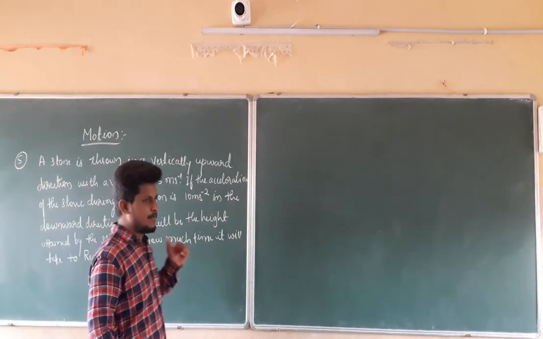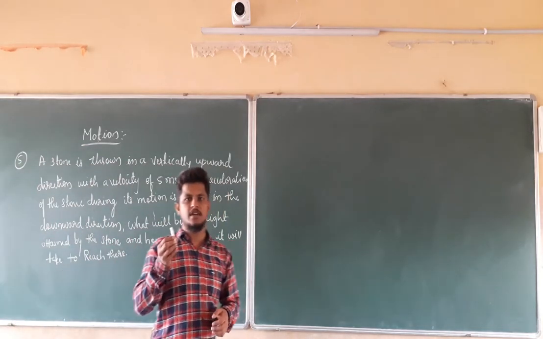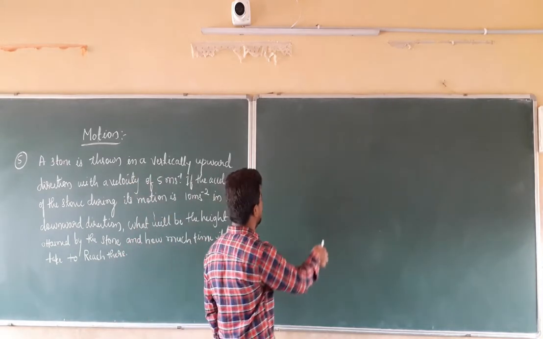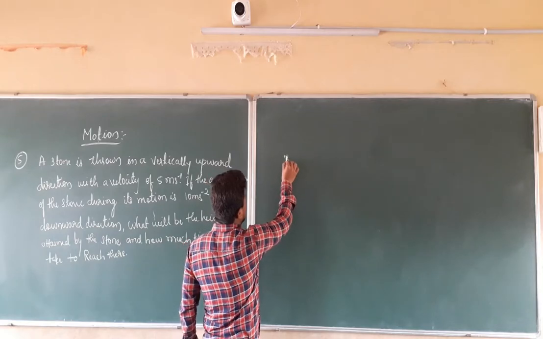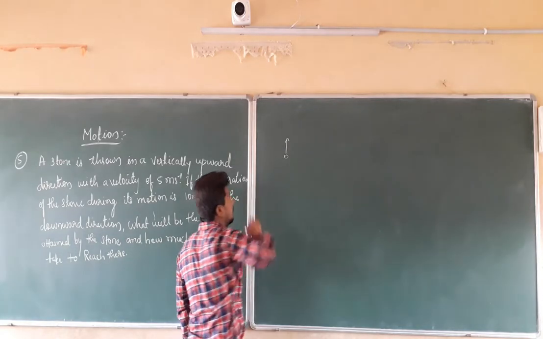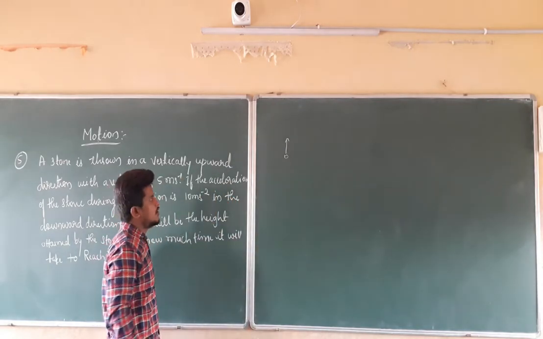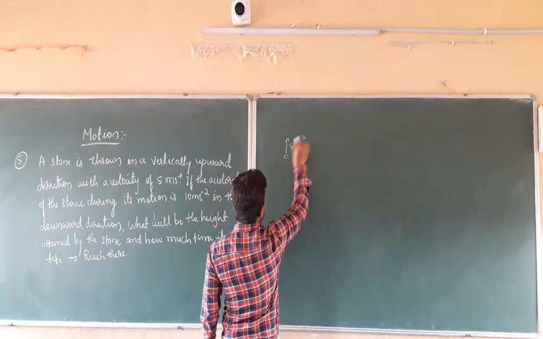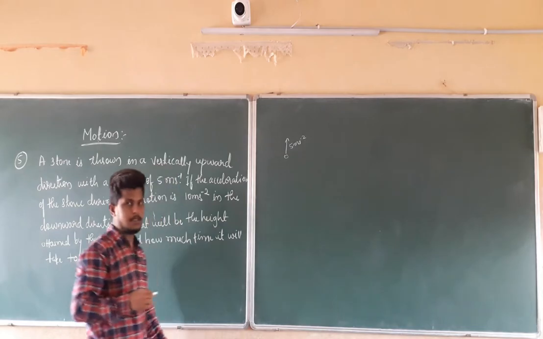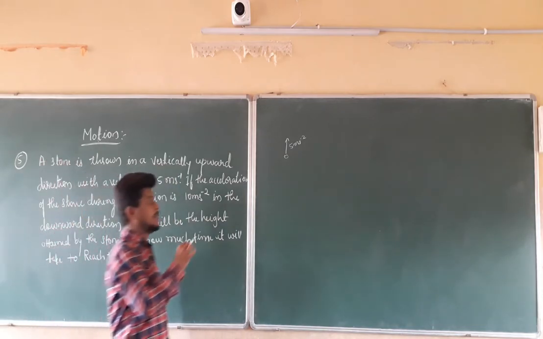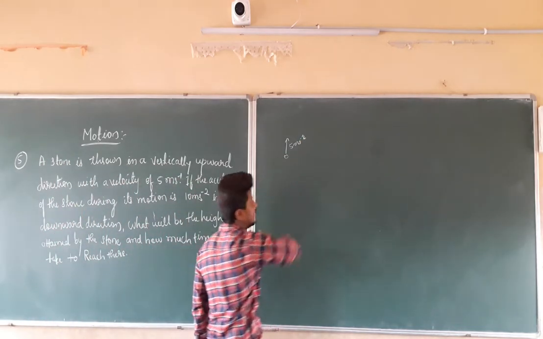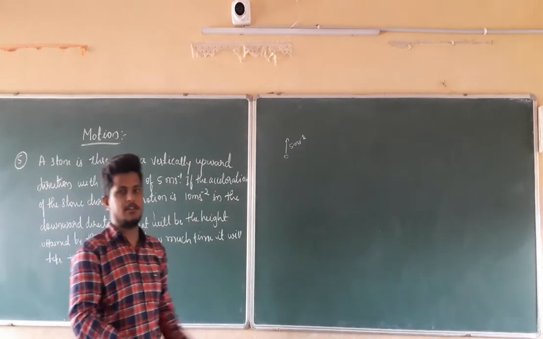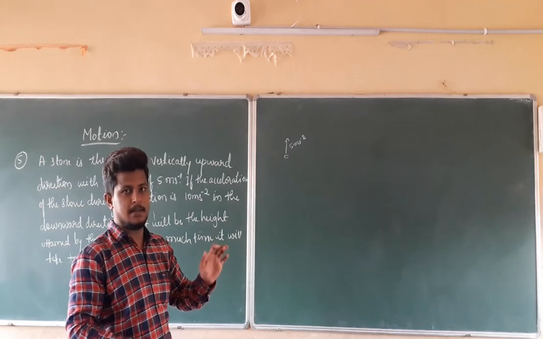In the problem statement, they have given that a stone is thrown in the vertically upward direction with a velocity of 5 meter per second. Sorry, it is 5 meter per second only, since velocity is assigned. So it is thrown in the upward direction with a velocity of 5 meter per second.